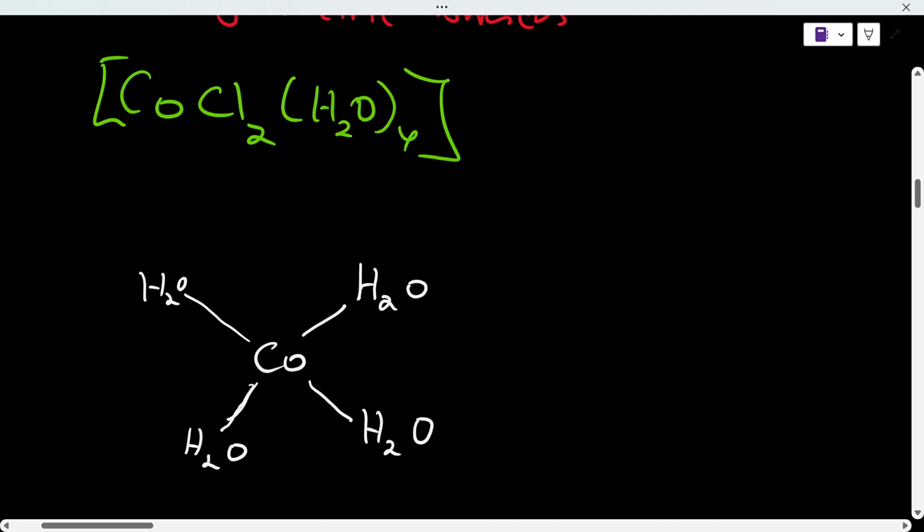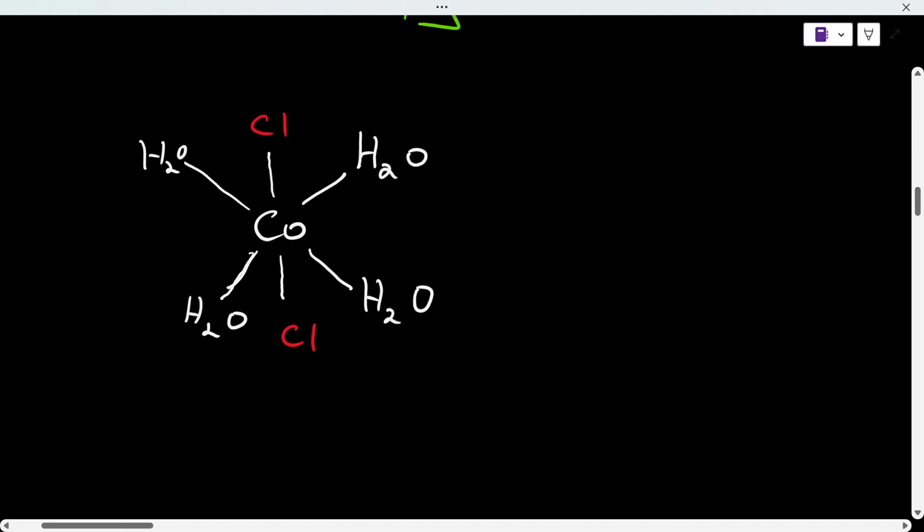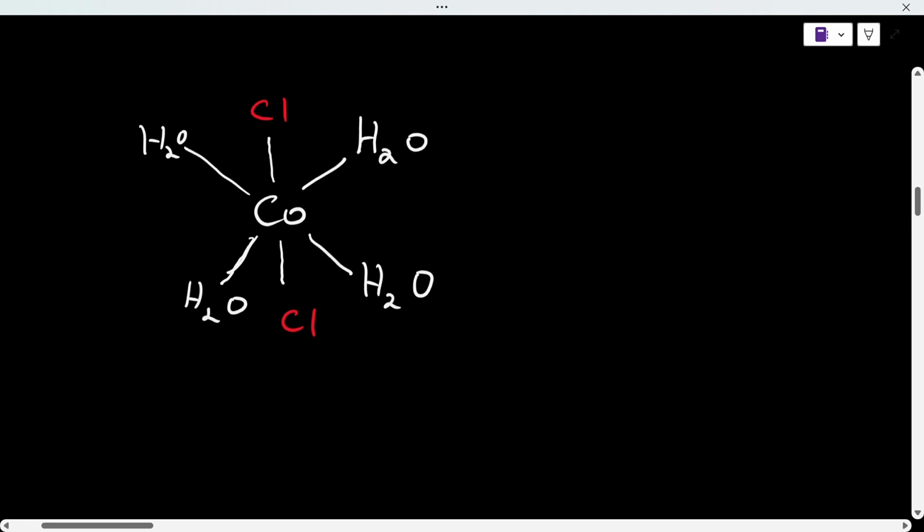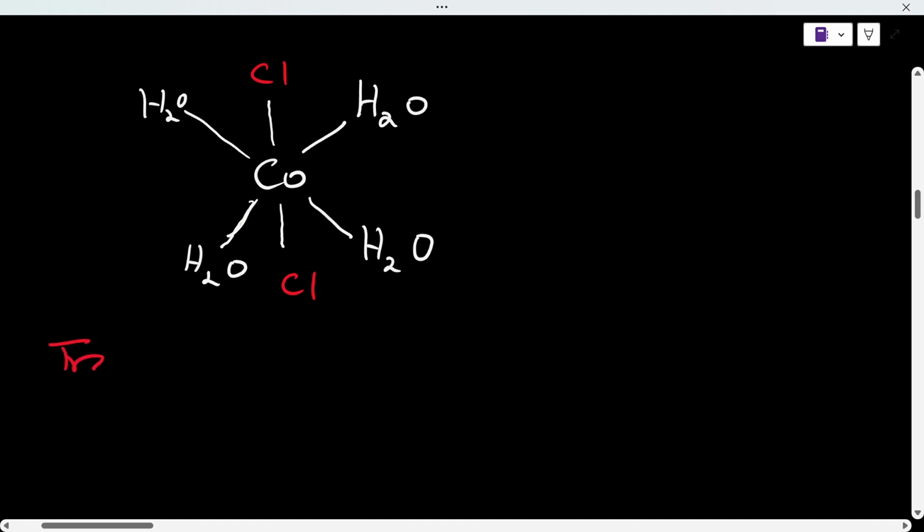But now I want to put the 2 chlorines. I'm introducing the 2 chlorines here. They must be bonded on opposite sides of the metal complex in question. So I'm going to put my chlorine here, another chlorine here. The fact that they're bonded on the opposite sides of the transitional metal forms a trans tetra aqua cobalt 2 chloride complex.